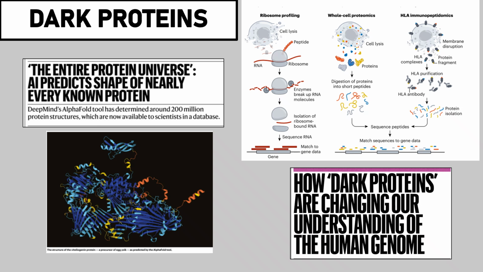really revolutionized protein folding. But there's still dark proteins, still proteins being found, and in different places, different ways. This is a great article, how dark proteins are changing our understanding of the human genome. The alternative title is that dark proteins hiding in our cells could actually hold clues of cancer and other diseases. And they talk about different ways of actually detecting these dark proteins.